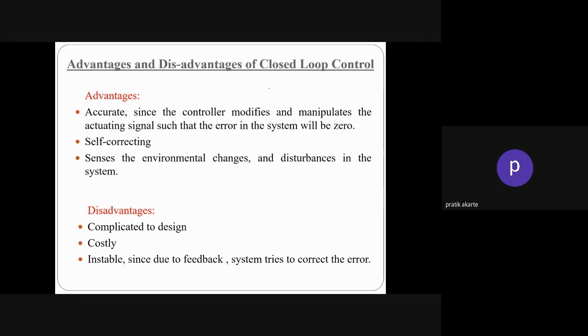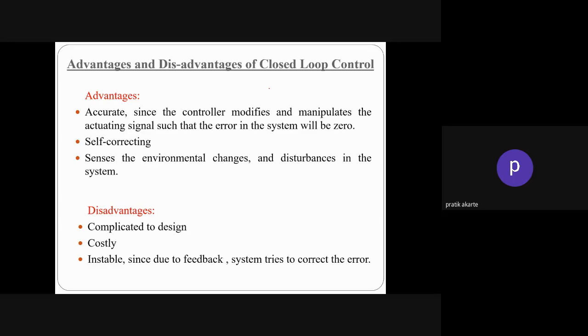Some of the advantages: it is accurate since the controller modifies and manipulates the actuating signal such that the error signal in this system will be zero. It is a self-correcting system. It senses the environmental changes and disturbances in the system. Some of the limitations are: it is complicated to design. It is costly, obviously, because more equipment is needed. It is unstable since, due to feedback, the system tries to correct the error. I will explain in practical sessions why closed loop control systems are an unstable kind of system.